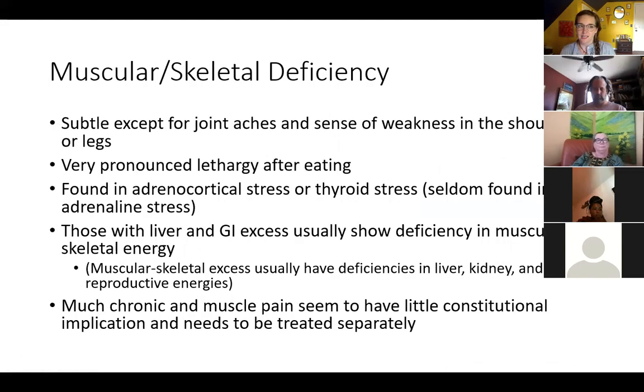Okay, last system. This is the musculoskeletal, I think it's the last system. This is my favorite, actually. I love the musculoskeletal system. And the deficiency in this region can look like, it's subtle, except for joint aches and a sense of weakness in the shoulders or legs. This is really interesting to me. Very pronounced lethargy after eating.